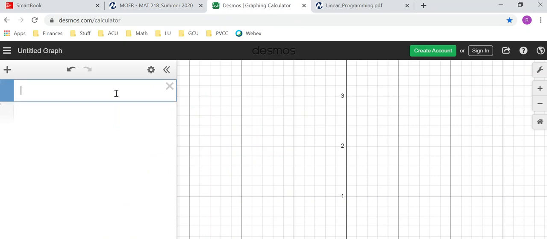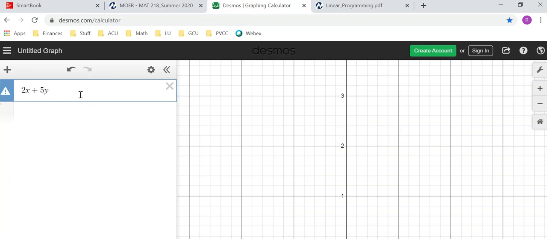And there's a link to Desmos in the course resources. And let's just enter in the constraints. So to enter in the constraints, it's simply type in 2x plus 3y. You don't need to type in asterisks or anything for multiplication. Oops, I'm sorry, 2x plus 5y. That's the 2x plus 5y.